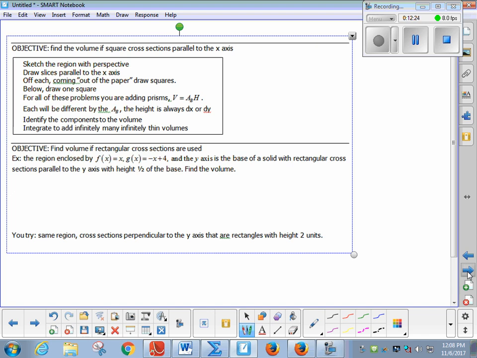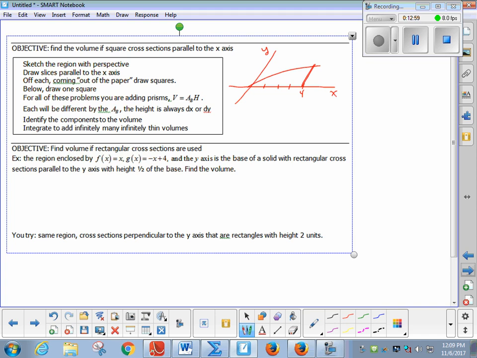All right, so this next one, find the volume of cross sections parallel to the x-axis. Same region. So would you draw that perspective version of the square root graph? This line at 4 should be parallel to the y-axis. Okay, the same base. I want the same region here. Now this time, what's different is that the cross sections are parallel to the x-axis.